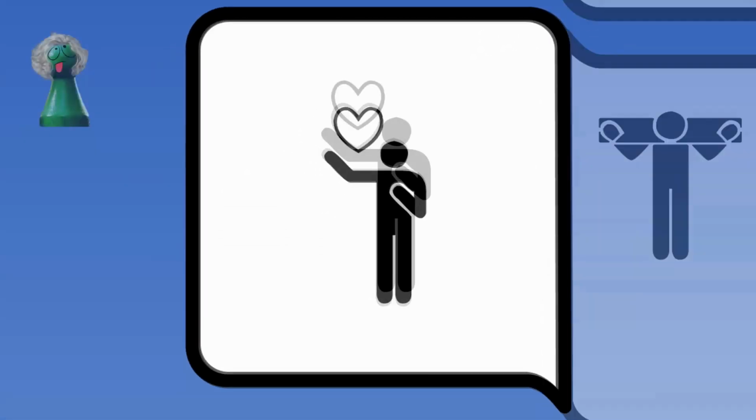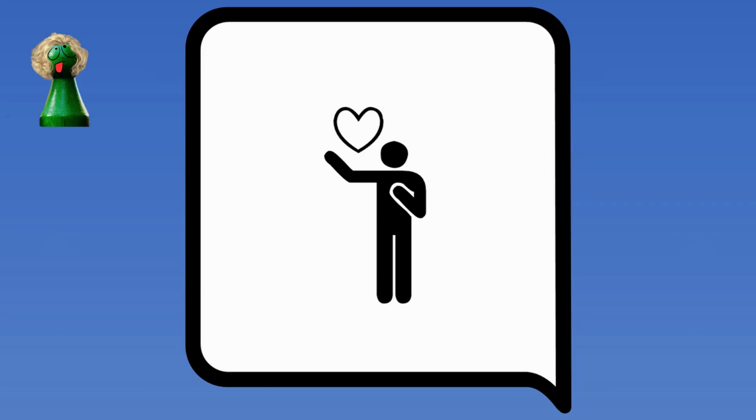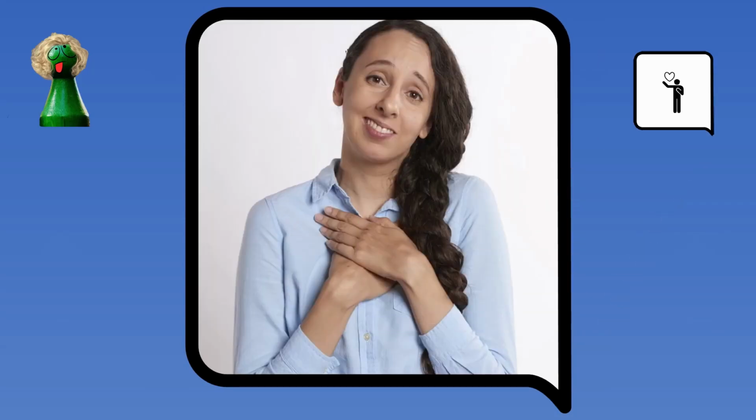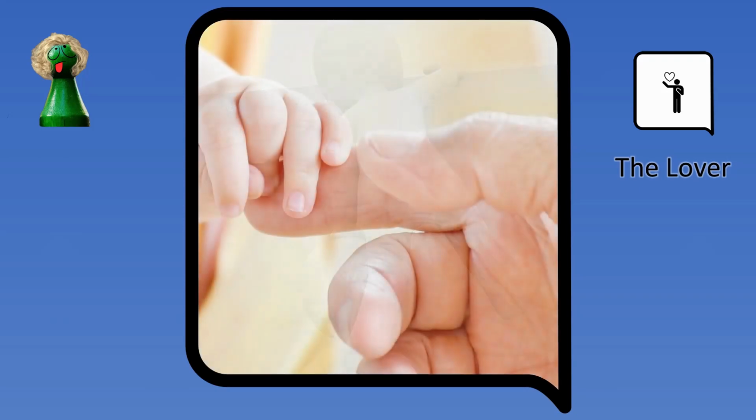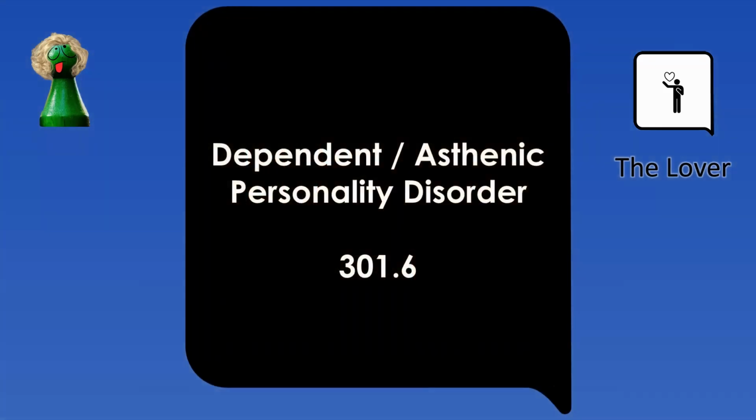The Lover. This is your main archetype when love, friendship, and belonging are of the highest and most important value to you. You are always helpful and kind. The needs of those with whom you feel closely connected are the most important focus for you. The dependent personality disorder is the pathological form of the archetype of the Lover.